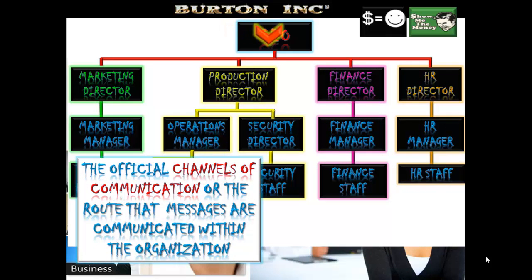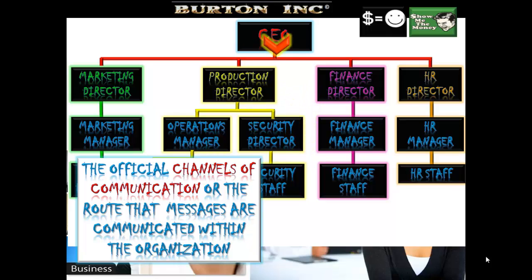And the official channels of communication, these are the route in that messages are communicated within the organisation. So typically the CEO, in conjunction with the board of directors, comes up with some sort of strategy, some sort of target, some sort of push for a certain department. Let's say it's in regards to something to do with production, maybe some sort of Kaizen or lean management target has been revised, has been reduced.